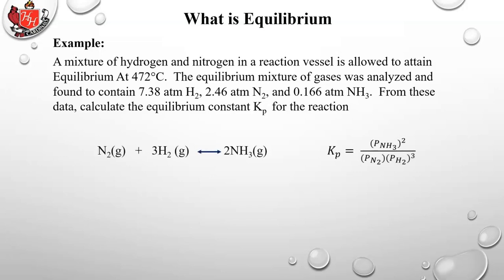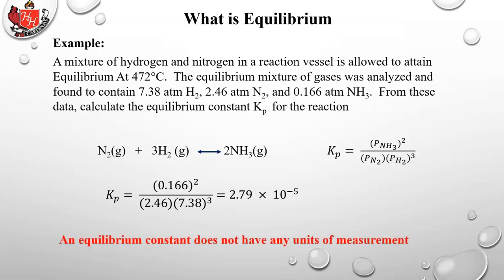Okay, so there's the equation, and there is how you would write the equilibrium expression. So NH3 is a product, it's on top, you raise it to the second power because of the coefficient 2, and on the bottom, N2, coefficient of 1, raises the pressure of N2 to the first power, and 3H2 raises the pressure of H2 to the third power, and now it's just plug in the numbers. So there they are. Verify that you understand how those numbers were produced, and you get 2.79 times 10 to the negative fifth for the Kp. An equilibrium constant does not have any units of measure.